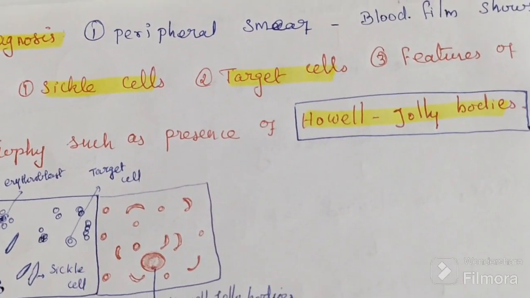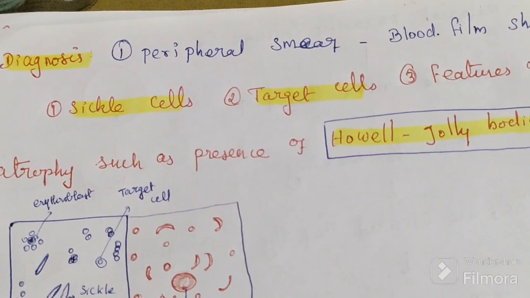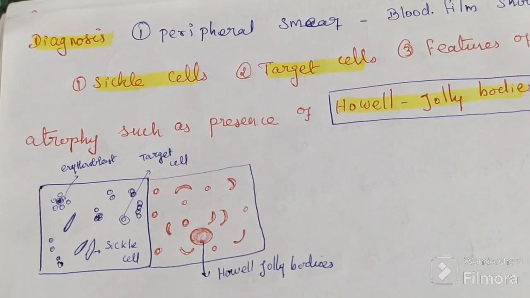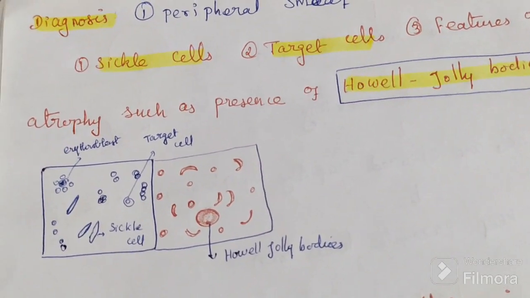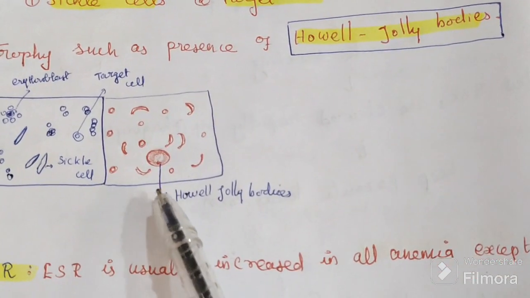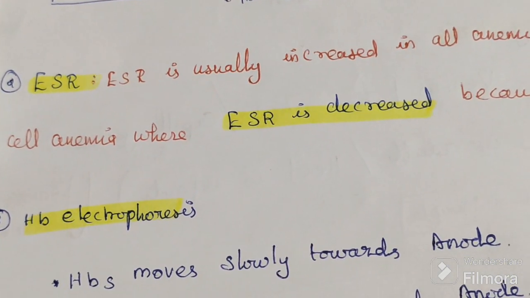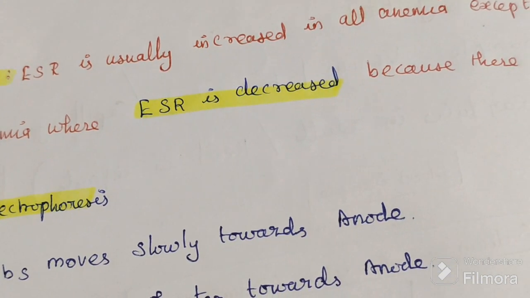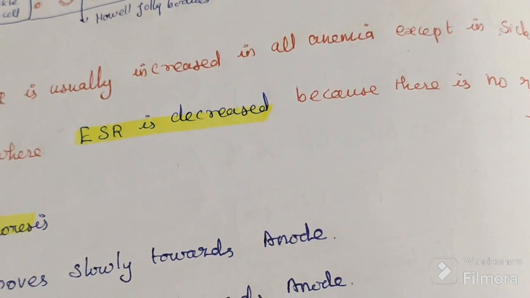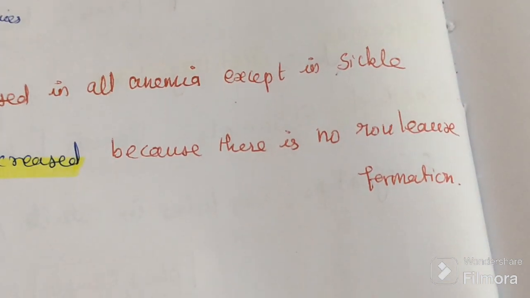Next one is diagnosis. First thing, look at the peripheral smear. In the peripheral smear, we can find sickle cells, target cells, and Howell-Jolly bodies. Next, ESR. Here ESR is reduced. Usually ESR is increased in all anemias except sickle cell anemia, because there is no rouleaux formation. So here no rouleaux formation.